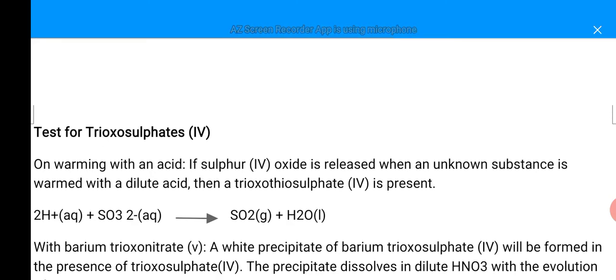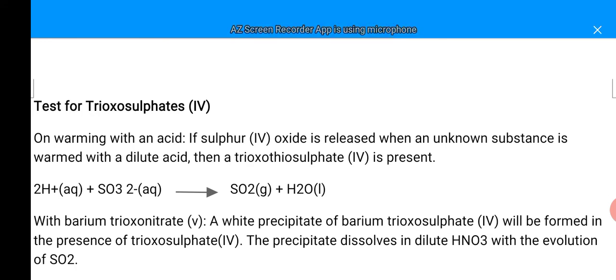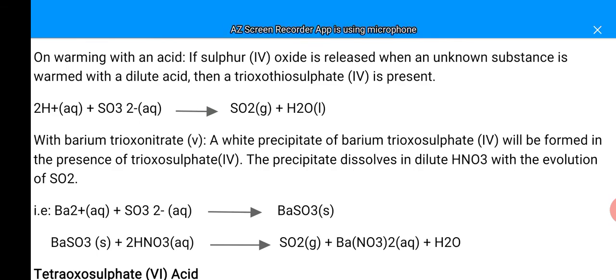Moving forward, how do you test for trioxosulfate 4? On warming with an acid, if sulfur 4 oxide is released when an unknown substance is warmed with a dilute acid, then a trioxosulfate 4 is present, as you can see in this equation. Another way by which you can test for it is with barium trioxonitrate 5.